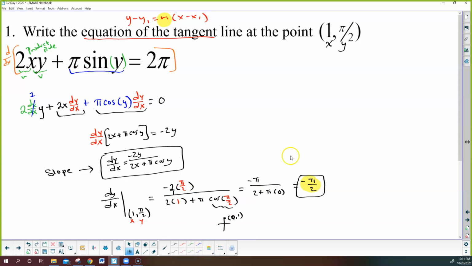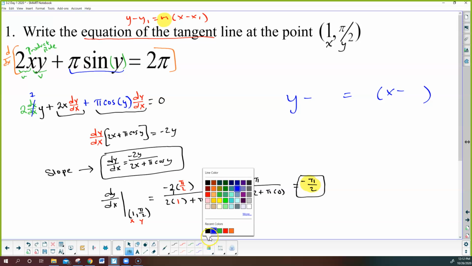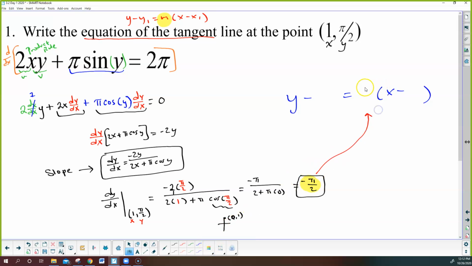So then my final answer, write the equation of the tangent line. We need the slope, and then we need to use the given point. And we're done.